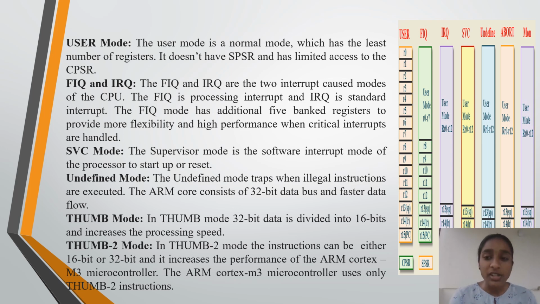These are the modes which we have shown in the ARM processor registers: user mode, FIQ and IRQ, SVC mode, undefined mode, thumb mode and thumb 2 mode.